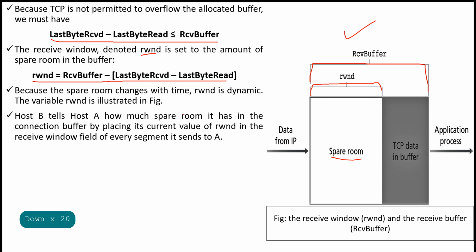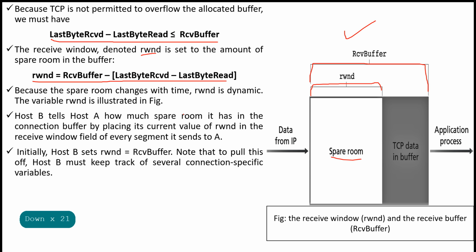Next, host B tells host A how much spare room it has in the connection buffer by placing its current value of RWND in the receive window field of every segment it sends to A. Initially, host B sets RWND equal to receive buffer. Note that to pull this off, host B must keep track of several connection-specific variables.